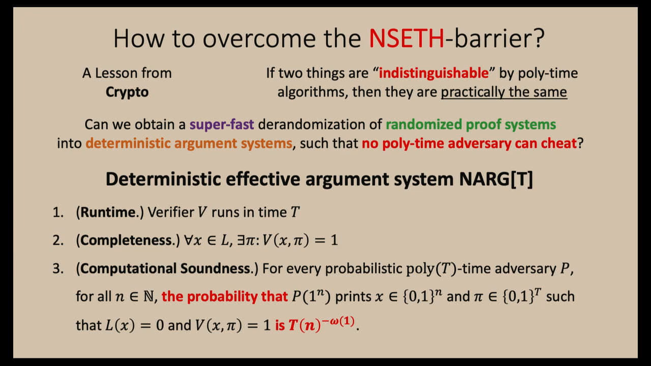For every probabilistic polynomial t time adversary p, for every large enough n, the probability that p finds an input x and a proof pi such that x is not an instance, x is a no instance, but we accept, is negligible. So it shows that no probabilistic polynomial time adversary can come up with a counterexample of this generalization and prove it. It's important that this adversary is uniform, not non-uniform, because otherwise you can hardwire something.